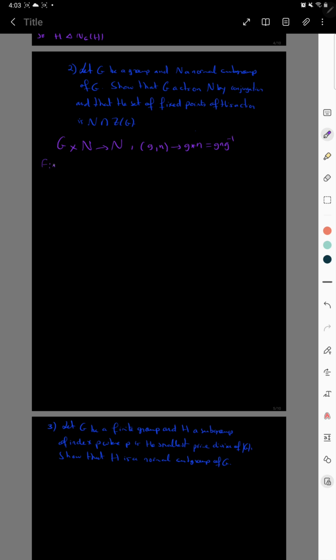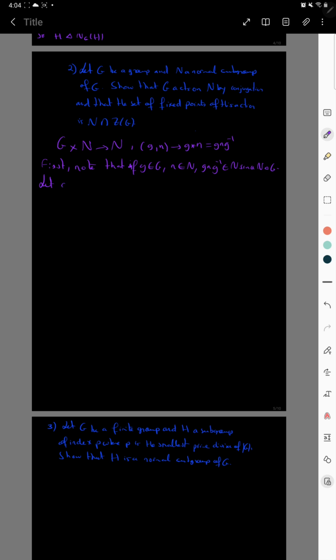First, let's justify why gng⁻¹ belongs to N. That is, if g is in G and n is in N, then gng⁻¹ belongs to N, since N is normal in G. Okay, let's show this is an action.